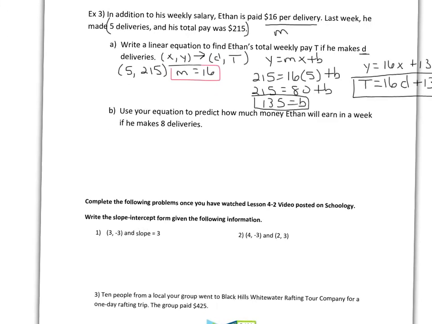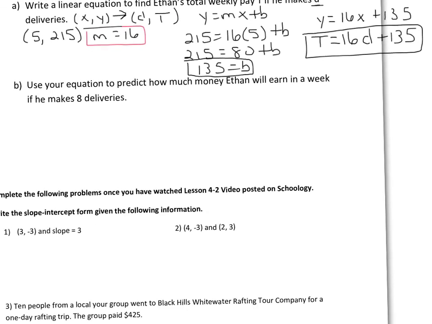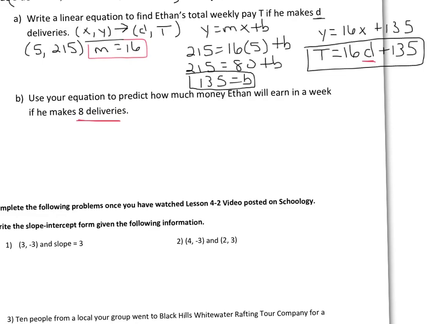Okay. Now on B, it says use the equation. So the equation we just found right here. So we're going to use this to predict how much money he will earn in a week if he makes 8 deliveries. Okay. So we're just going to take this 8 deliveries and we're going to plug it in for D up here. All right. So to do this, so I've got T.